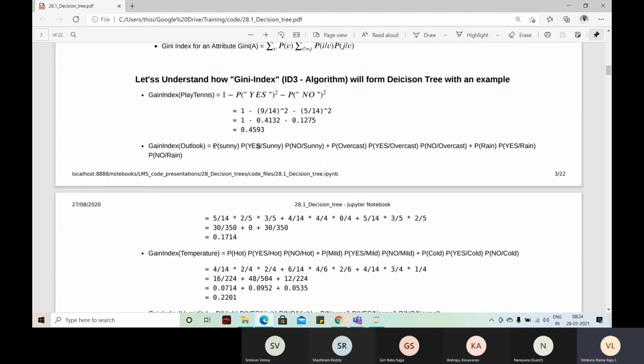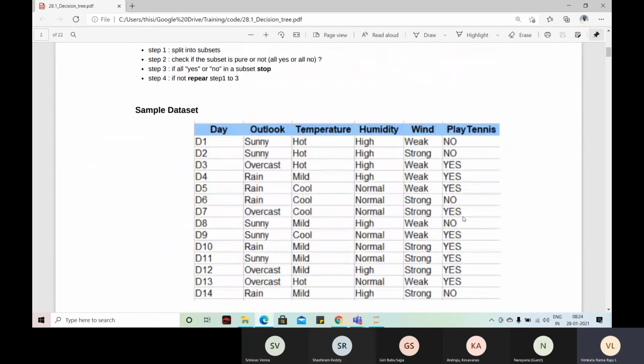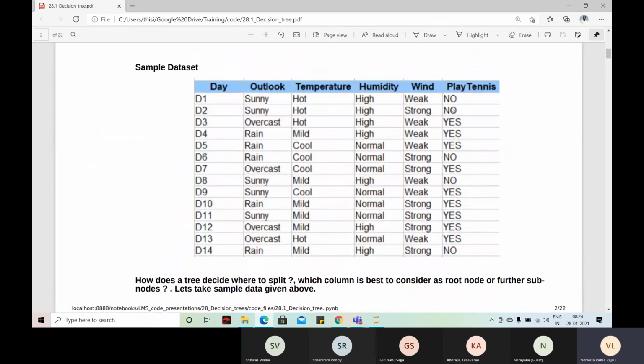So here, probability of sunny we are trying to find. There is no condition here. But here there is a condition. I want to find probability of yes only when it is sunny, probability of no only when it is sunny. If I say what is probability of yes, can you tell me how much it is? Probability of yes, no condition. Probability of no, no condition. Only yes, only no.